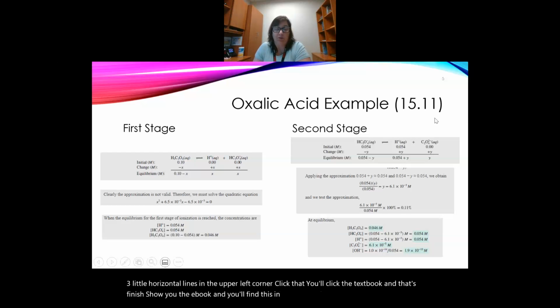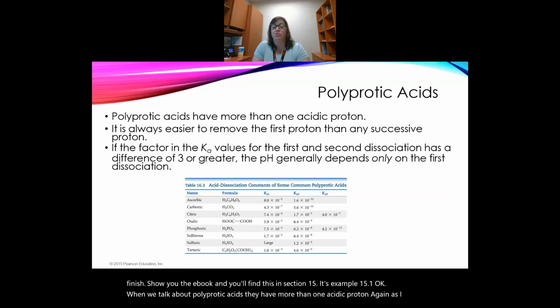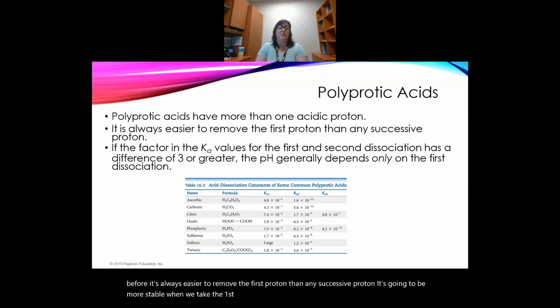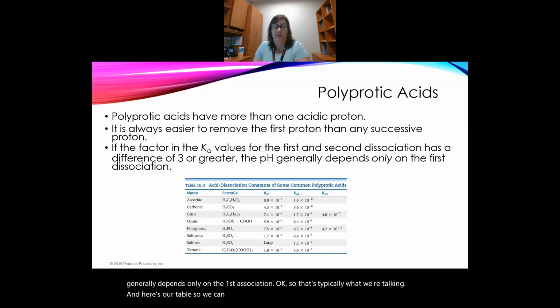It's example 15. Okay. Now, when we talk about polyprotic acids, they have more than one acidic proton. Again, as I said before, it's always easier to remove the first proton than any successive proton. It's going to be more stable when we take the first one off than it is when we take the second one. If the factor in the Ka values for the first and second dissociation has a difference of 3 or greater, the pH generally depends only on the first dissociation. So that's typically what we're talking about. And here's our table, so we can look at some of those values.